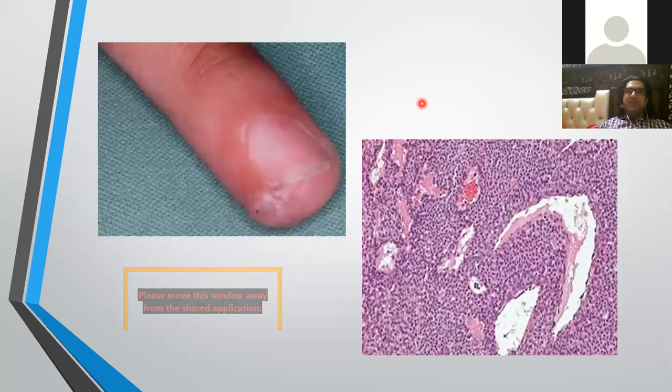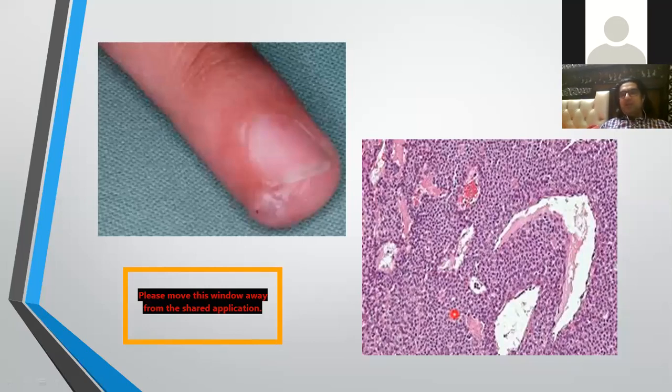So here you can see in the nail bed area there is a tumor, right? And it is composed of sheets of epithelioid cells, and they intersperse these dilated vascular channels, right? So the histology is very different from the capillary hemangioma, as we have seen that these are sheets of epithelioid cells, right?